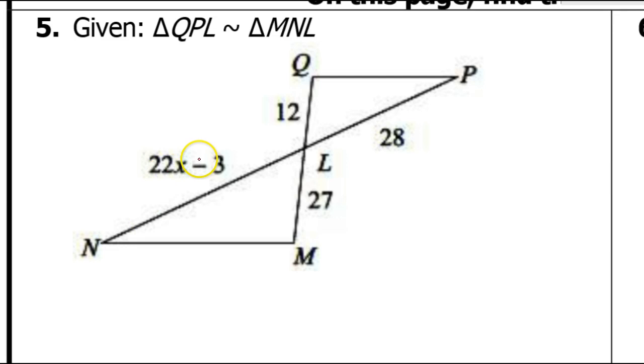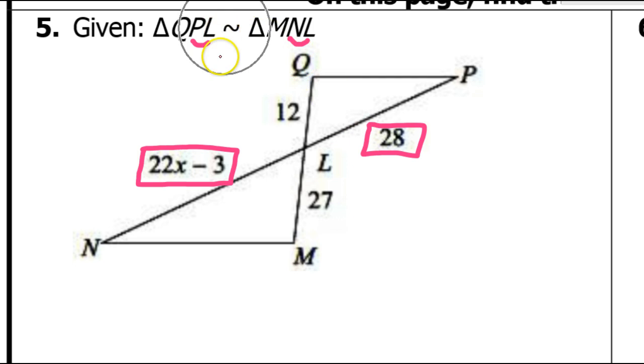For number 5, we are meant to find the value of x. Once again, let's pay attention to which sides are corresponding. So for example, NL. All right, here's NL right here. Boom. NL corresponds with PL. Okay, so here's NL, and here is PL. So those are corresponding.